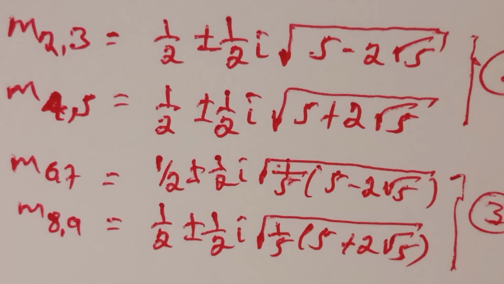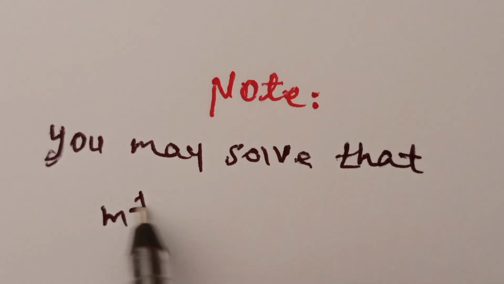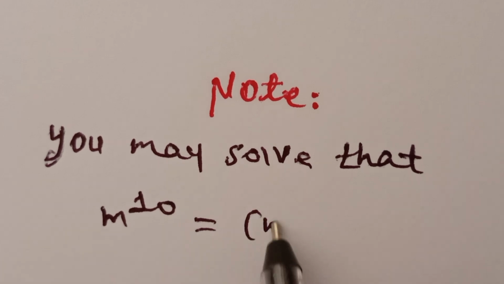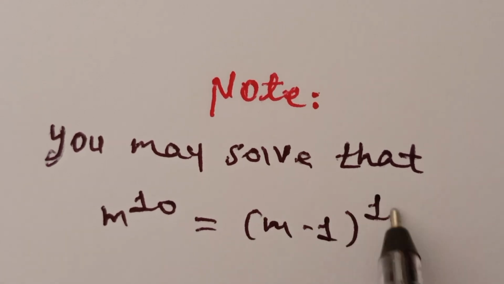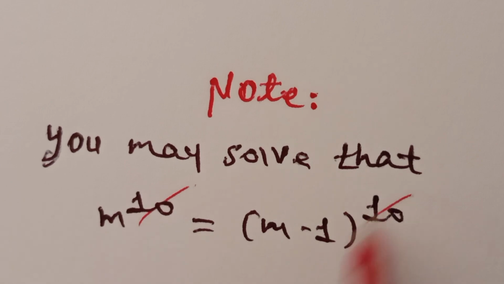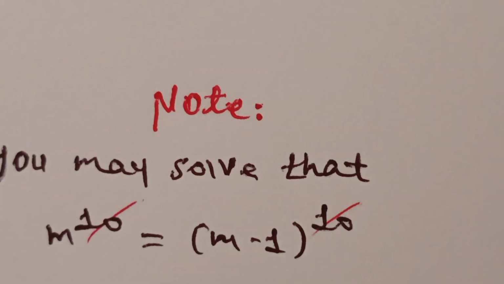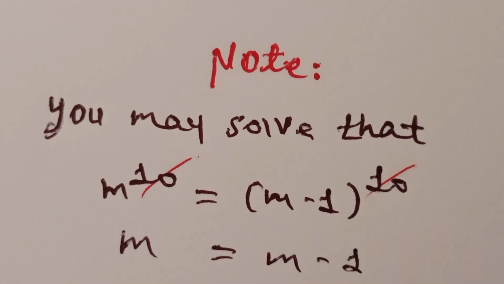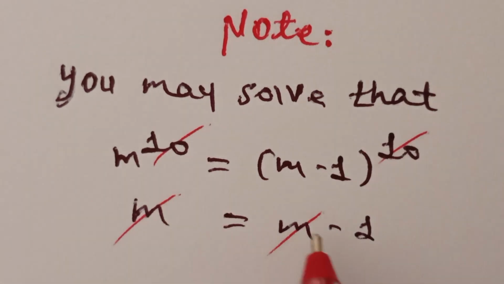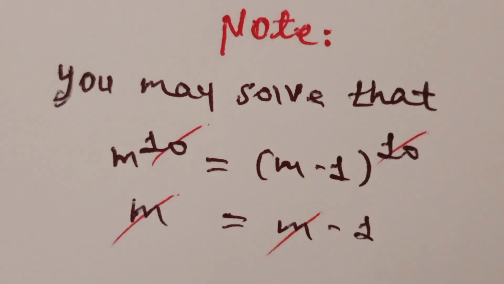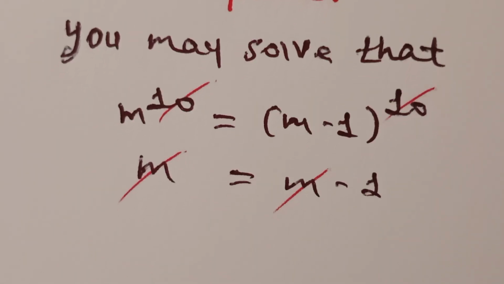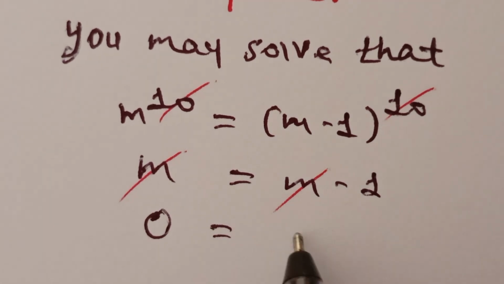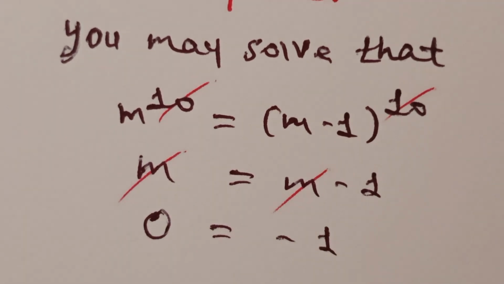These are the 9 solutions. Note that m to the power of 10 is equal to (m minus 1) to the power of 10. By cancelling these powers, if you make it m is equal to m minus 1, cancelling this part and this part, this becomes 0 is equal to minus 1. So this is not equal, so this is wrong.